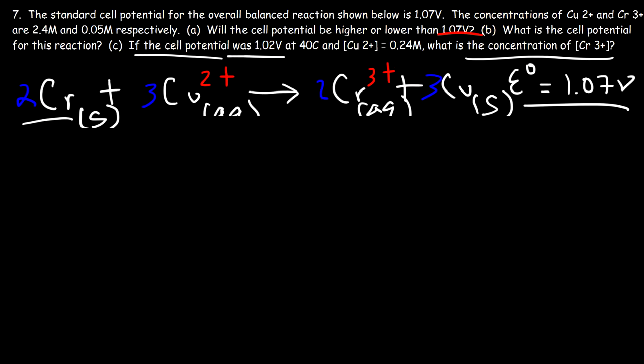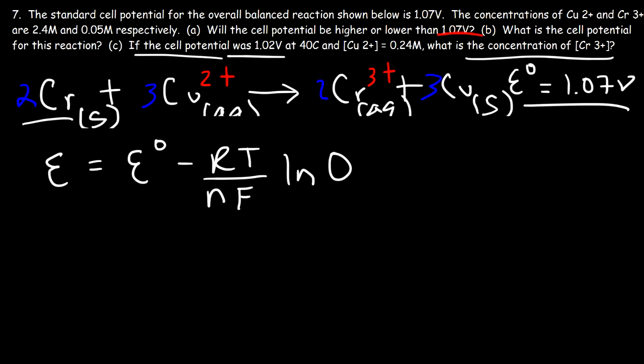So now we need to use the other form of the Nernst equation. So the non-standard cell potential is equal to the standard cell potential minus RT divided by NF times the natural log of Q. Now we need to calculate Q if we're going to calculate chromium 3 plus. So let's isolate Q.